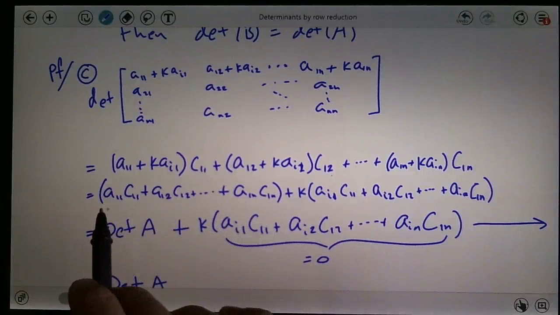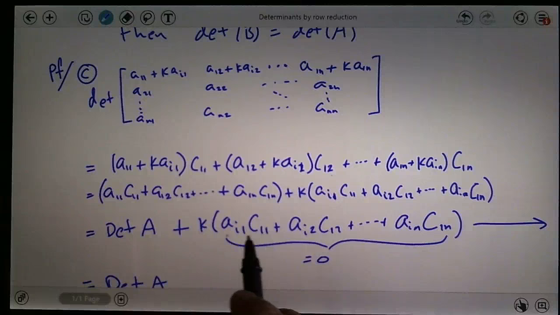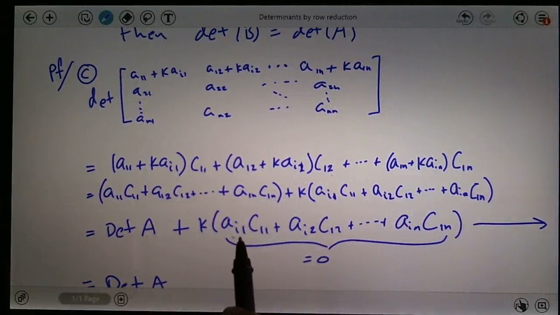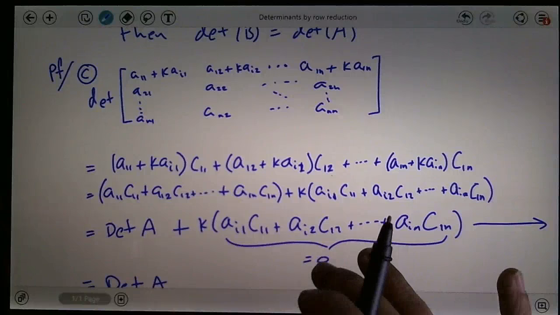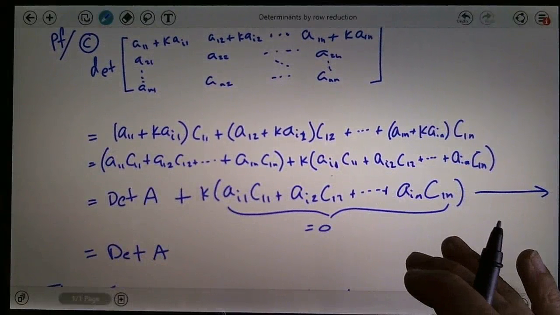I notice that this stuff right here in parentheses is the determinant of A. Now I have plus k times all this stuff. And in order for this theorem to be true, I need to make the argument that the stuff in here adds up to 0, so that we end up with this just equaling the determinant of A. So how do I argue that this adds up to be 0?